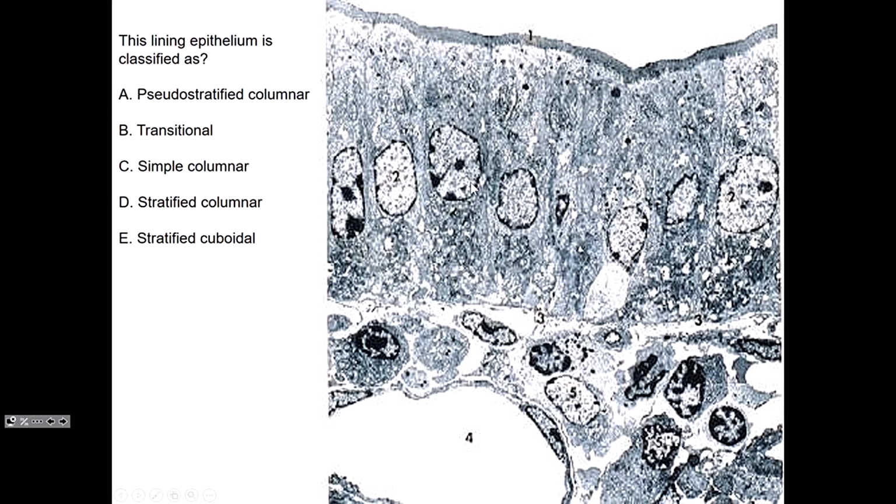So here's our question, last question. This lining epithelium is classified as pseudostratified columnar, transitional, simple columnar, stratified columnar, stratified cuboidal. Okay, look at the layer of cells. So we're talking about from here to here. Okay? This layer of cells from here to here. Okay, well, it's not simple, is it? Definitely not simple. It's columnar of some description. That narrows it down.